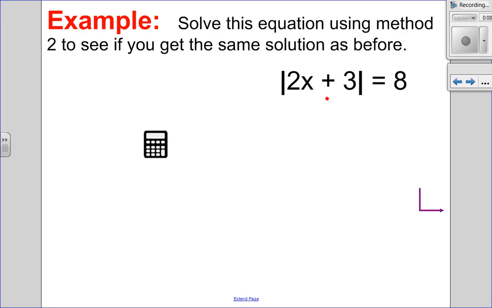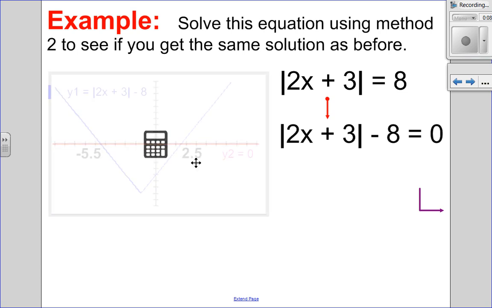So let's try this one. So we've already solved this equation using method 1. Let's see if solving it using method 2, we get the same solution. So in method 1, we put this whole left side in y1, this right side in y2. In method number 2, we're going to set it equal to 0 by subtracting 8 from both sides. So now I'm going to put my whole equation into y1 and 0 into y2.